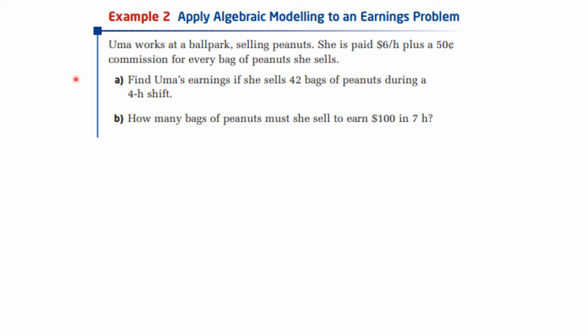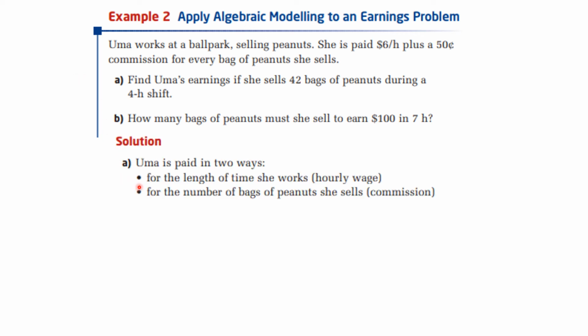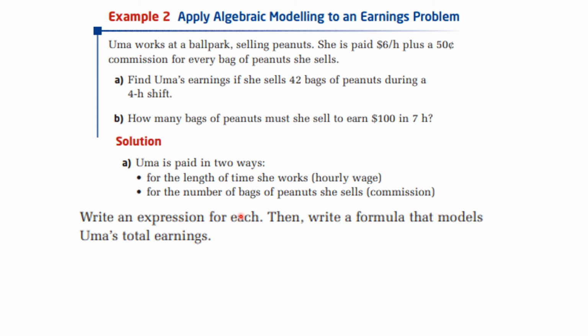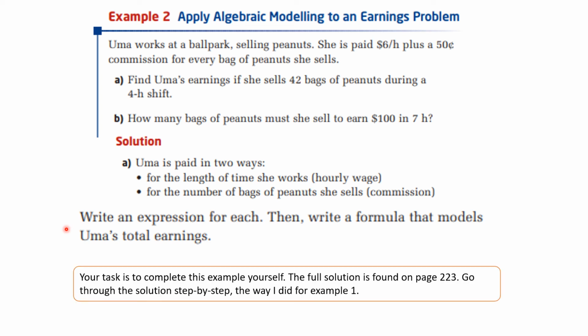So let's look at A first. Uma is paid in 2 ways. She gets paid for the length of time she works, so that's her $6 an hour, and she gets paid for the number of bags of peanuts she sells. That's her 50 cents commission. We need to write an expression for each, and then we're going to write a formula that models it. Now you can use the chart method that I showed you before to organize your thoughts, or you can go right to the equation if you think you're ready for that. But I'm not going to show you the answer. Your task is to complete this example yourself. The full solution is found on page 223.